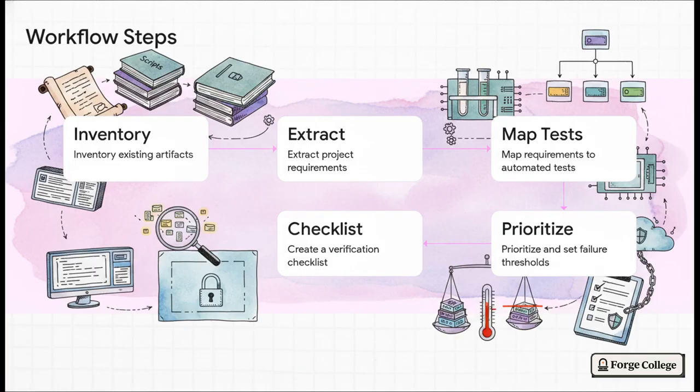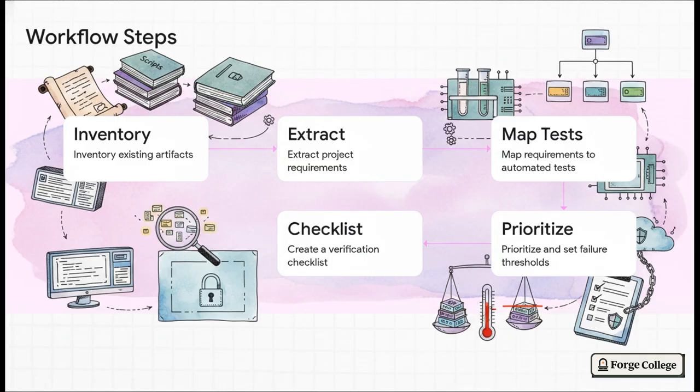First, inventory the scripts you already have. Second, extract your exact project requirements from those scripts. Third, map those requirements directly to automated tests. Fourth, prioritize them and set hard failure thresholds. And finally, link the whole shebang directly to a deployment verification checklist.